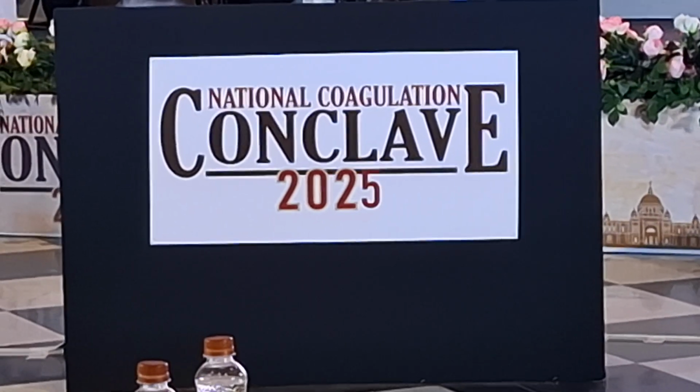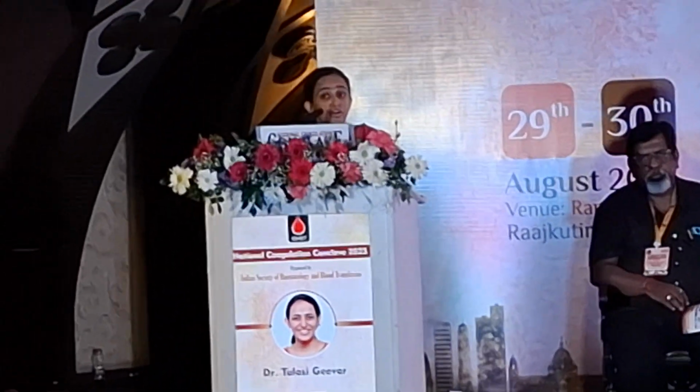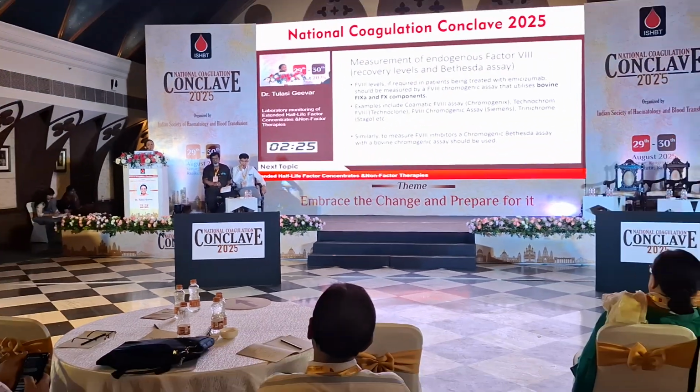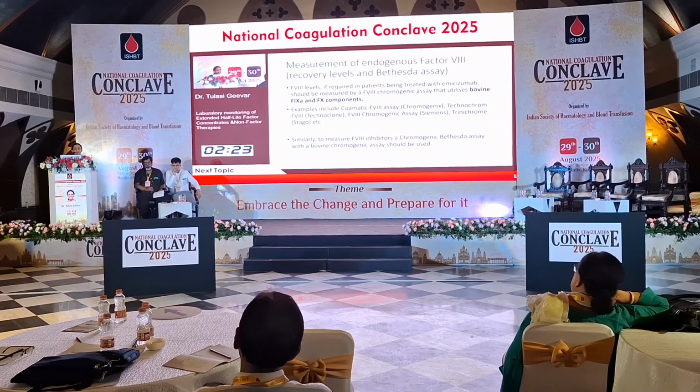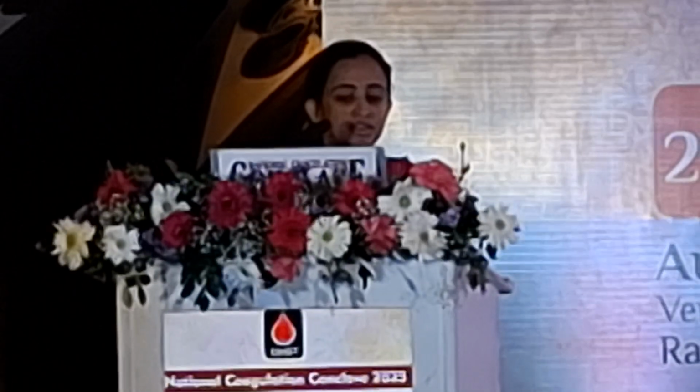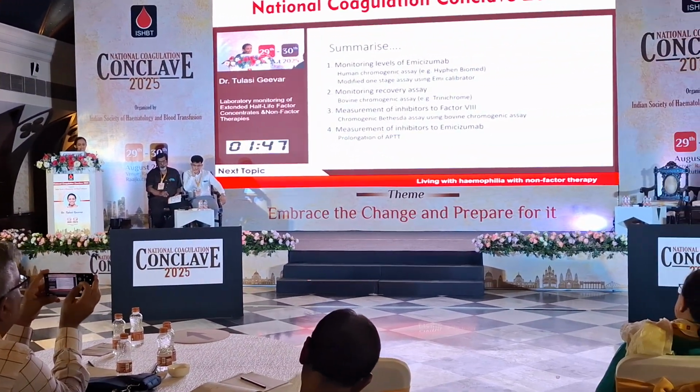Alternate commercial kits are available along with controls. So if you want to monitor emicizumab, you have the chromogenic factor VIII assay or the modified one-stage assay using an emicizumab calibrator. If you want to measure endogenous factor VIII in a patient, most of the other kits belong to this category. If you need to do a Bethesda assay, or you want to monitor emicizumab, you have the human chromogenic kit or the modified one-stage assay, and for monitoring recovery, you have the bovine chromogenic assay, and inhibitors also using the bovine chromogenic assay kit.